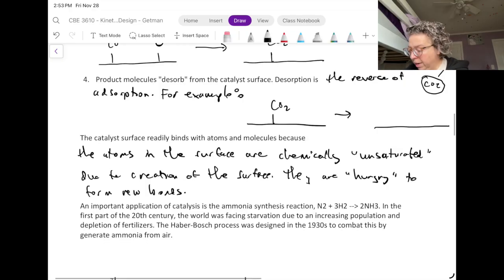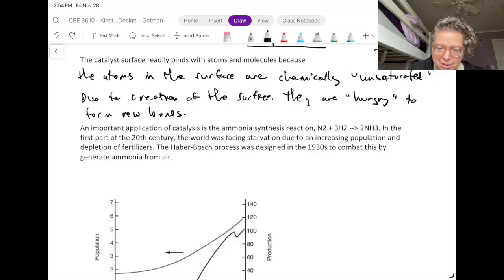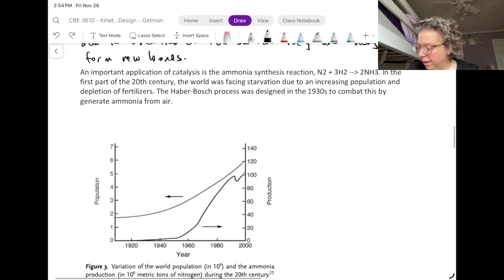So one important application of catalysis is the ammonia synthesis reaction. So that's where molecular nitrogen reacts with molecular hydrogen to form ammonia. The reason this is important, in the first part of the 20th century, the world was facing starvation due to an increasing population and depletion of fertilizers. So there was a need to create a process that would more fastly produce ammonia. And this was done by a variety of contributors. The most well-known are Haber and Bosch, who designed the Haber-Bosch process to create ammonia from the nitrogen in air.